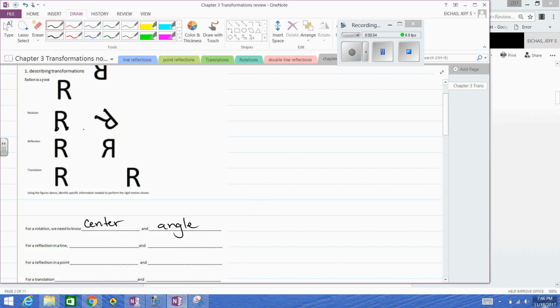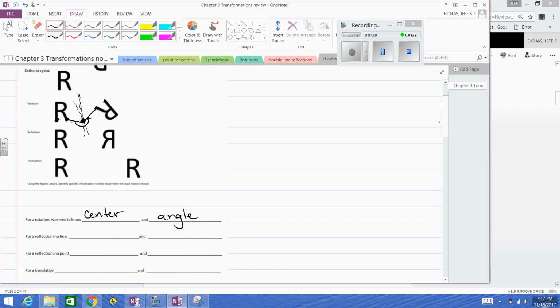Okay. So, not sure exactly where the center is. We'd have to draw two perpendicular bisectors of corresponding points. All right, it's probably right around there, it looks like. Yeah, that's the perpendicular bisector, that one. Right around there. And so we do need to know the center, and we do need to know the angle that you're going to work with.